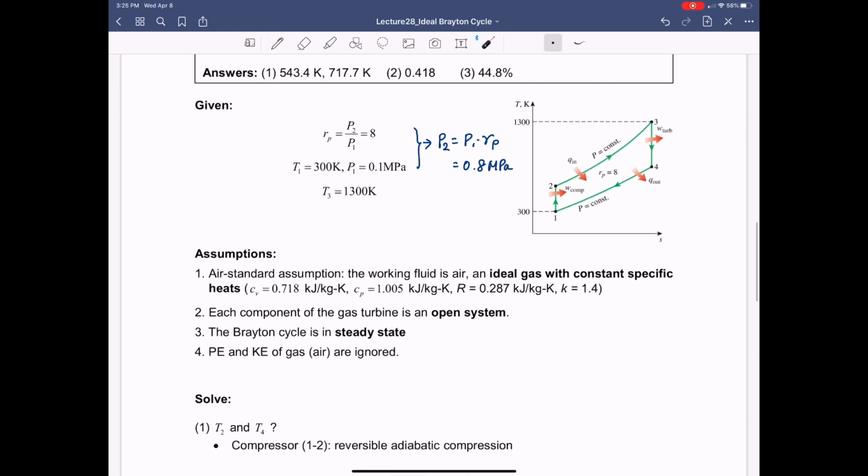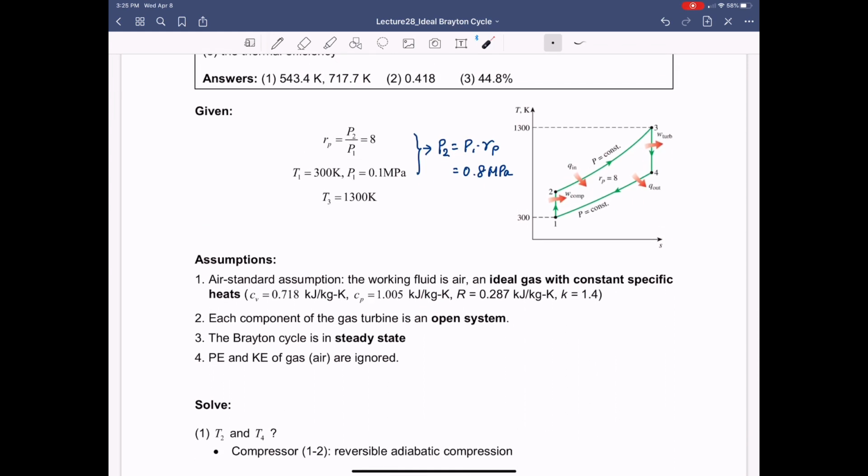There are a couple of assumptions that we are already given or can think of. The first assumption is your working fluid. The working fluid is air, and this air is assumed to be an ideal gas with constant specific heats. Either you are given those values of CV or CP or R and k, or you can find those values from the table. From CV and CP you can also calculate R and k, the specific heat ratio, or vice versa.